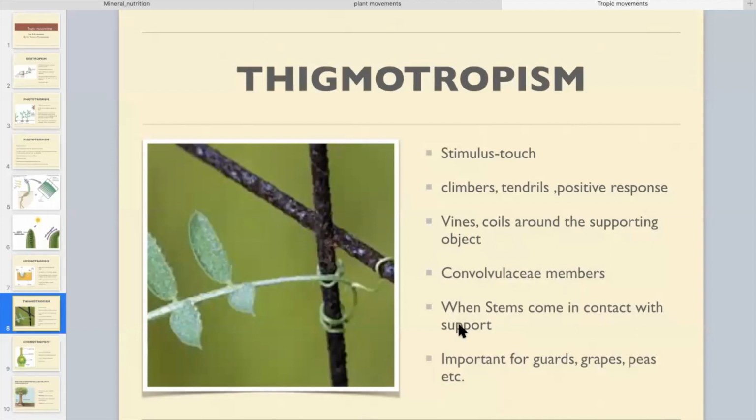When the stems come in contact with the support, immediately they will roll around it. They will produce a tendril to take the support. This type of movement is called thigmotropism. Examples I already told you: there are some gourds, bottle gourds, grapevines, pea plants, etc.